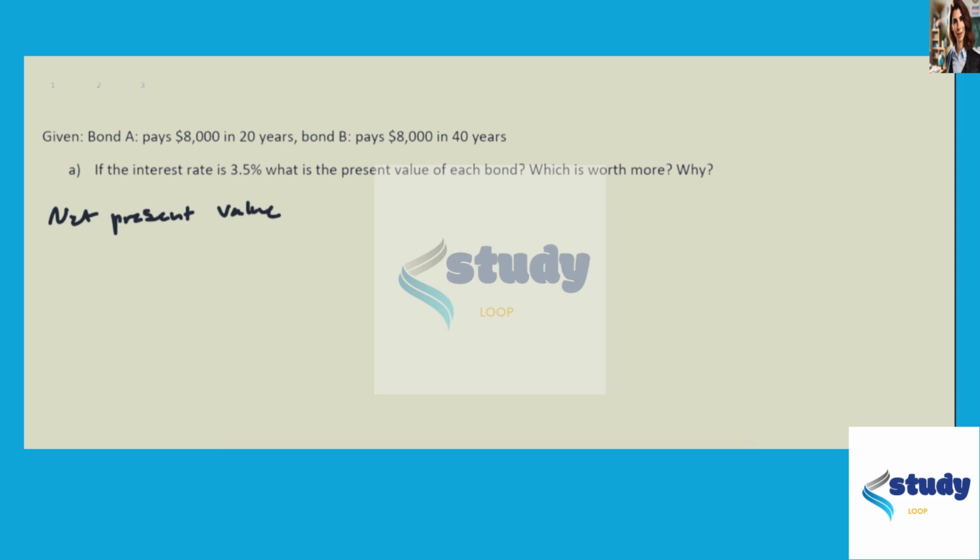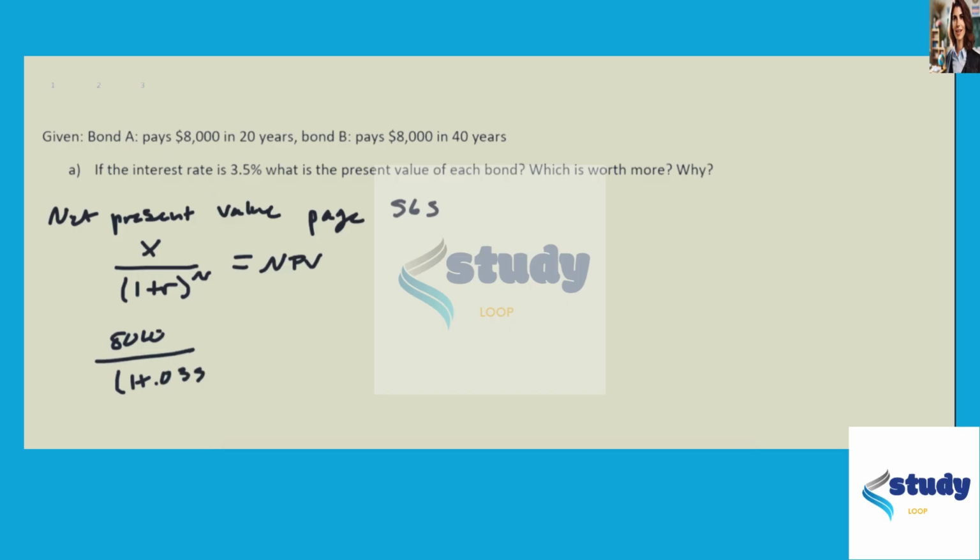The formula for net present value can be found on page 565 of the textbook. The formula is x, which is the payment you get, over 1 plus the interest rate to the power of n, which is the number of years in the future that you're going to receive the payment, is equal to the net present value. So for the first bond, we're going to receive $8,000 at an interest rate of 3% in 20 years, and this is going to equal $4,020. You can do this with the rule of 70, like the hint in the question says, but it's very easy to do this with a formula.